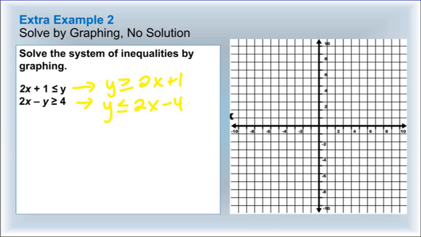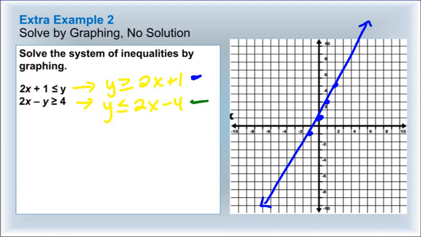So now if I graph these, I'm going to graph this top one as blue. So I would have a point at 1, slope of 2, so up 2 over 1, up 2 over 1, or down 2 over 1. This one has an equal to sign, so it does have a solid line.